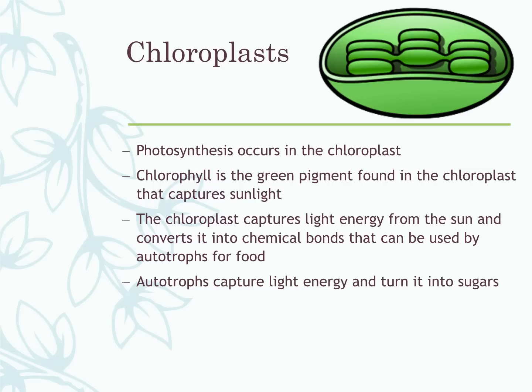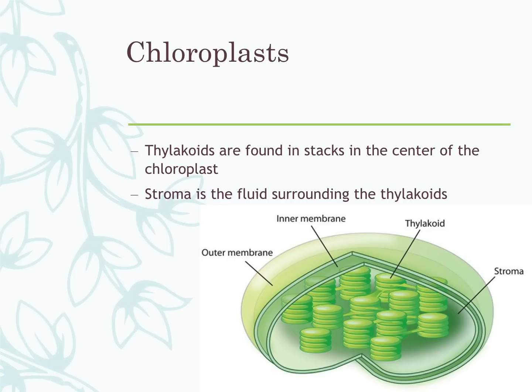So remember, going in, we have carbon dioxide and water. Then with the chlorophyll and sunlight, that carbon dioxide and water is turned into sugar and oxygen. The internal structure of the chloroplast is at the bottom. Thylakoids are found in stacks in the middle of the chloroplast, and then there's a fluid surrounding the thylakoids. That's called the stroma.